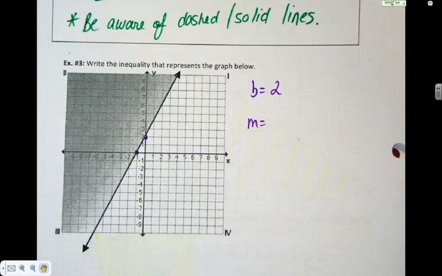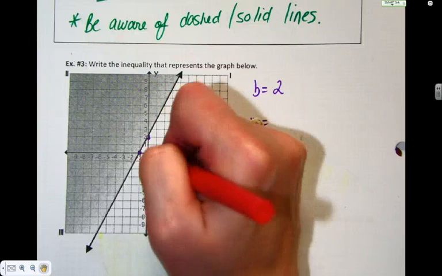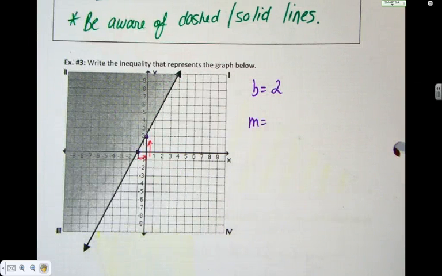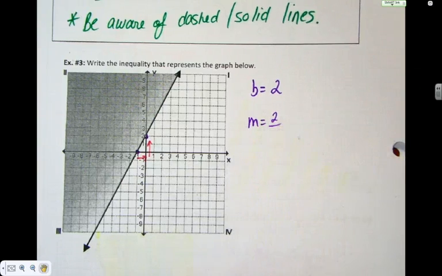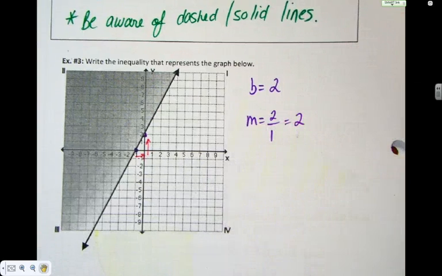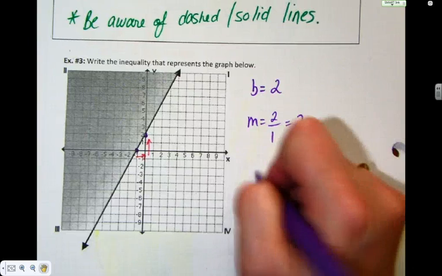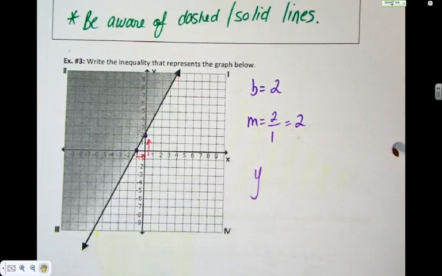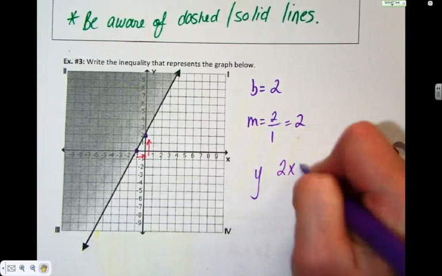M comes just from counting between, so we need to know how many did we run, how many did we rise, so it's actually just counting. It's up 2 and over 1. And so if we reduce, that's just 2. So we have y. I'm going to leave out the inequality sign for now, and I'm just going to fill in mx plus b.